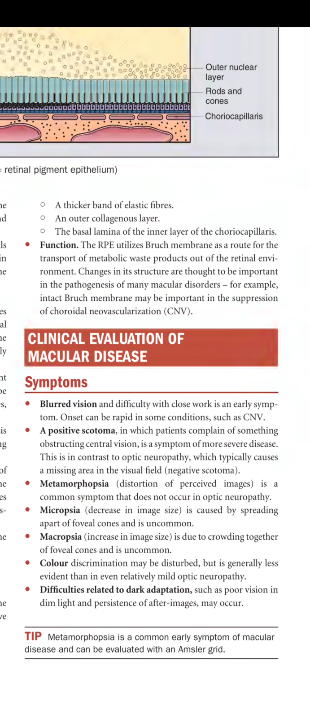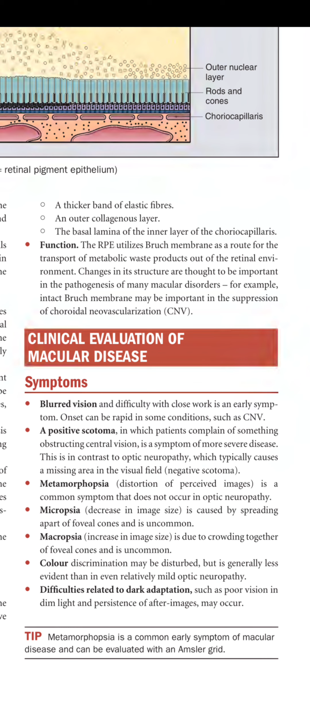Then there is metamorphopsia, which basically means that there is a distortion of the images. Distortion of the perceived image is a common symptom that does not occur in optic neuropathy. Micropsia, decrease in perceived image size, is caused by spreading apart of the foveal cones and is uncommon. Macropsia, increase in image size due to crowding together of the foveal cones, is also uncommon.